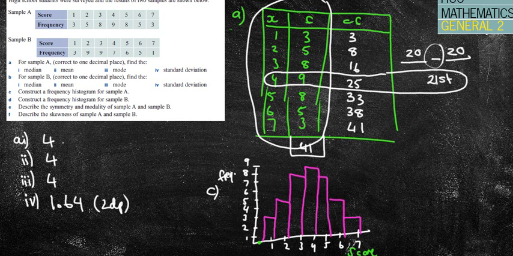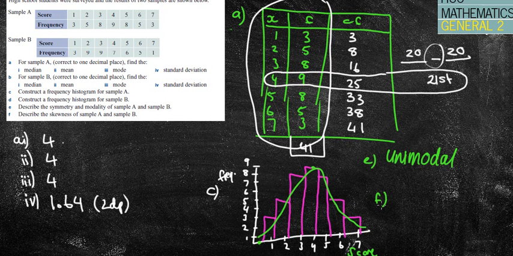Okay. E says describe the symmetry and modality of sample A and sample B. Well, I'm just going to be doing sample A. So the modality, I'd say this is unimodal because there is one peak. If I sort of do this in terms of that sort of graph, you can see it goes up to one peak. So it'd be unimodal, that'd be E.